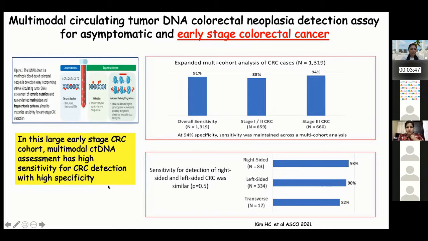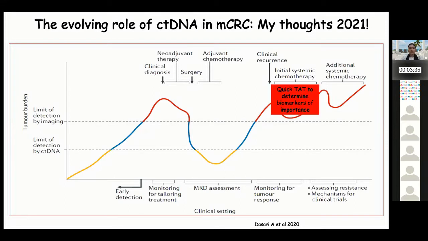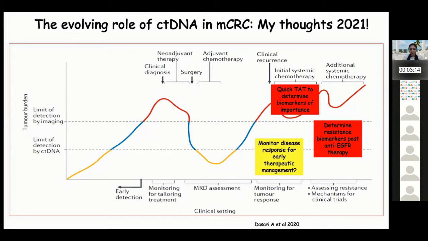And I'm more excited about this realm. So in my final slide, these are my thoughts as to where I tend to use liquid biopsies in patients with CRCs. So I think it's very important to understand that there's a quick turnaround time to determine biomarkers of importance. And I tend to do this a lot when I know that the tissue biopsy is going to take a long time. It allows us, and I use this frequently, to determine resistant biomarkers post anti-EGFR therapy. And I think we have enough data for these two areas in terms of mCRC patients.